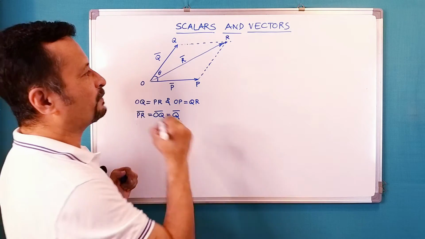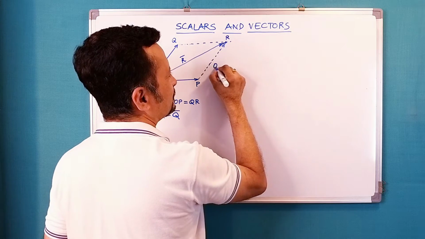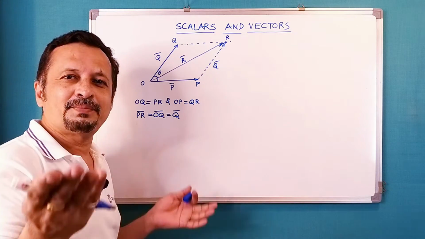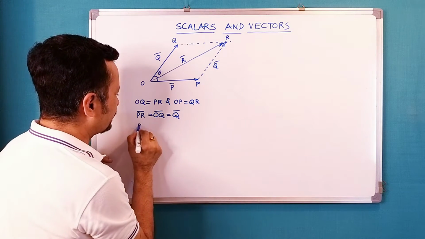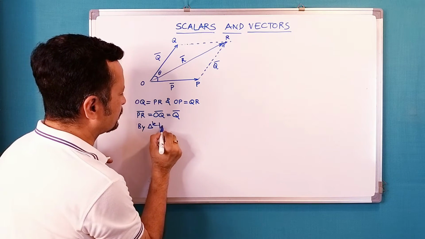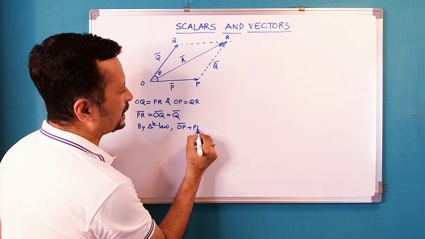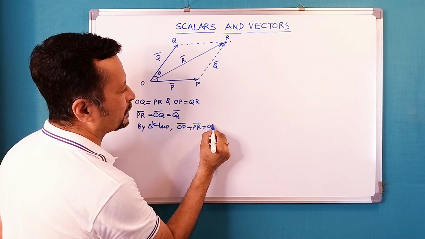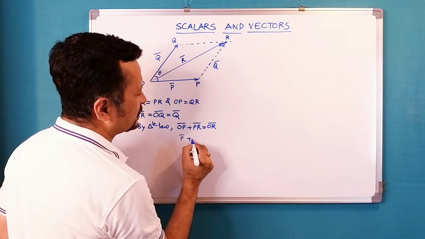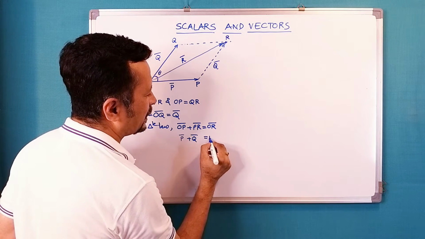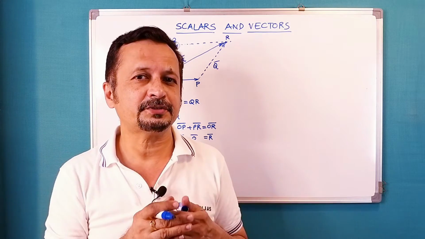Now if I have this PR bar as my Q bar, I simply apply triangle law of vector addition. So by triangle law, I can say OP bar plus PR bar is equal to OR bar, and that makes it P bar plus Q bar is equal to R bar. That is the simple proof of parallelogram law of vector addition.